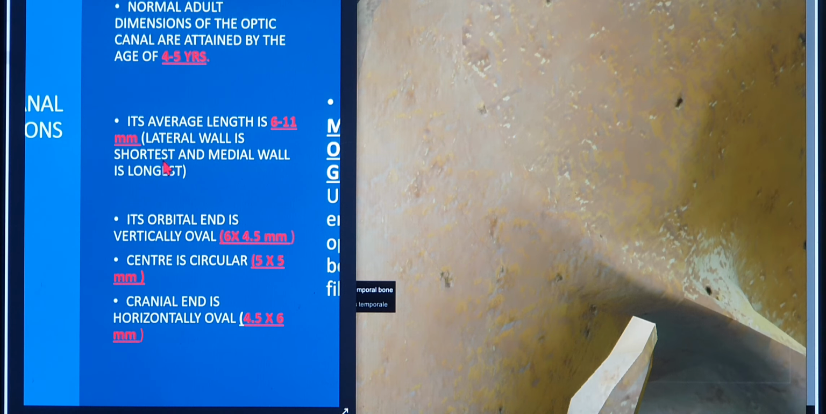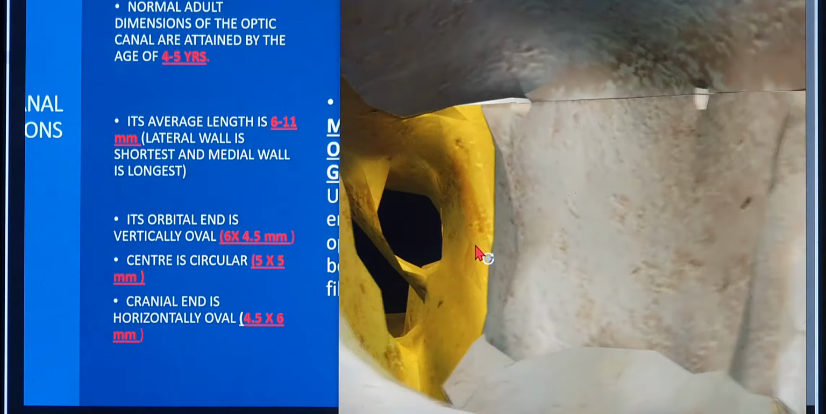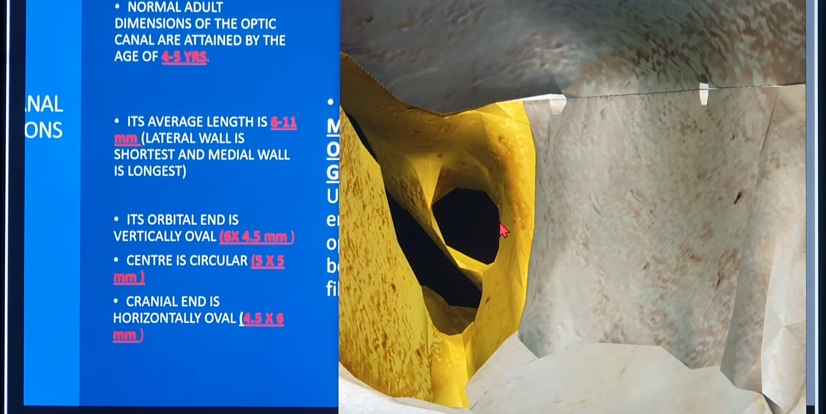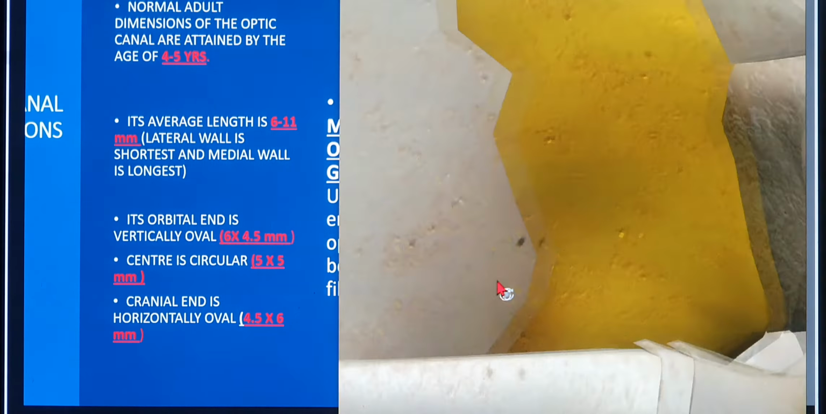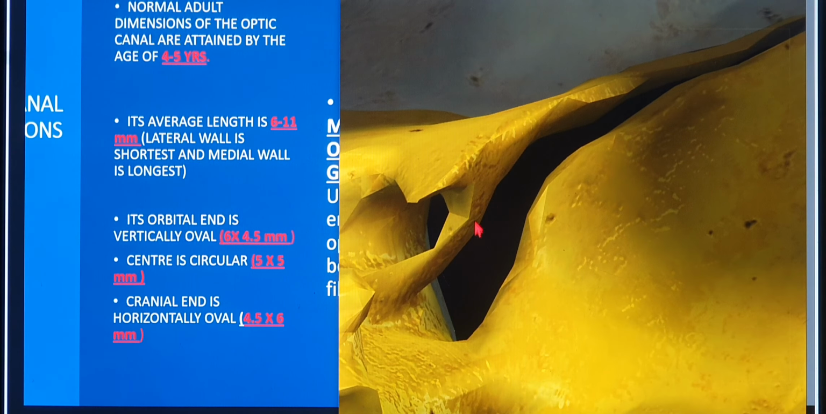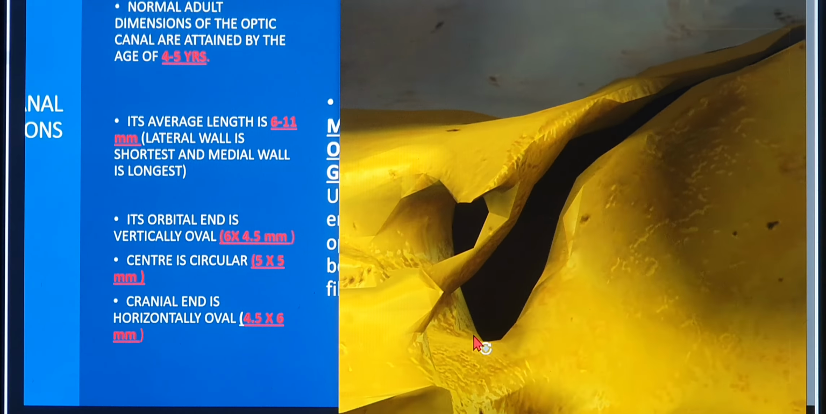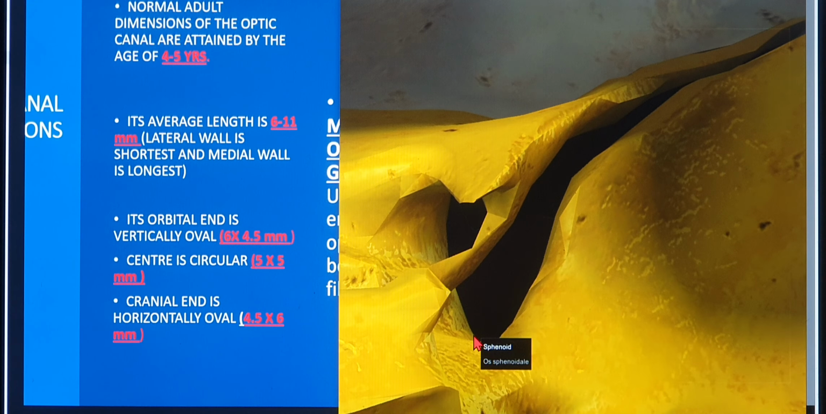The lateral wall is the shortest and the medial wall is the longest. As you can see over here, I just showed you the structure, this being the medial wall, and this being the lateral wall. So the lateral wall is the shortest and the medial wall is the longest. If you get a short note on this in the theory exams, I think you can mention this point to have an extra leverage.